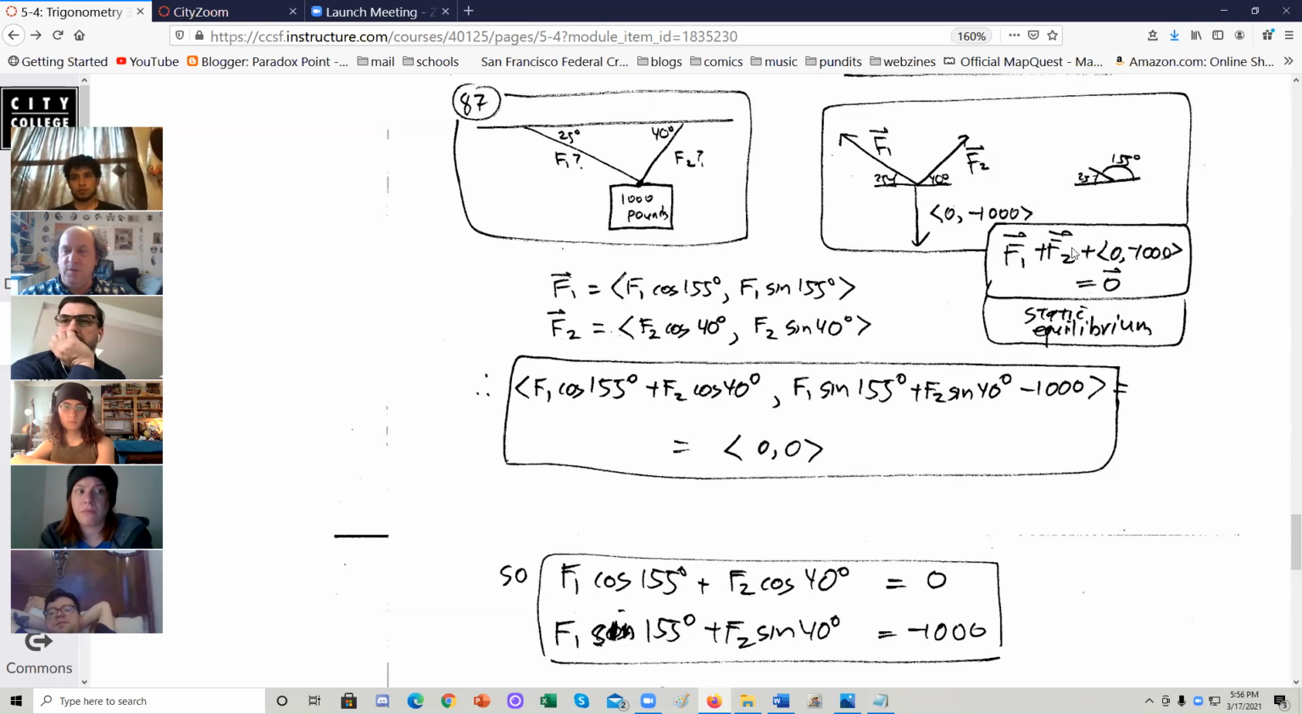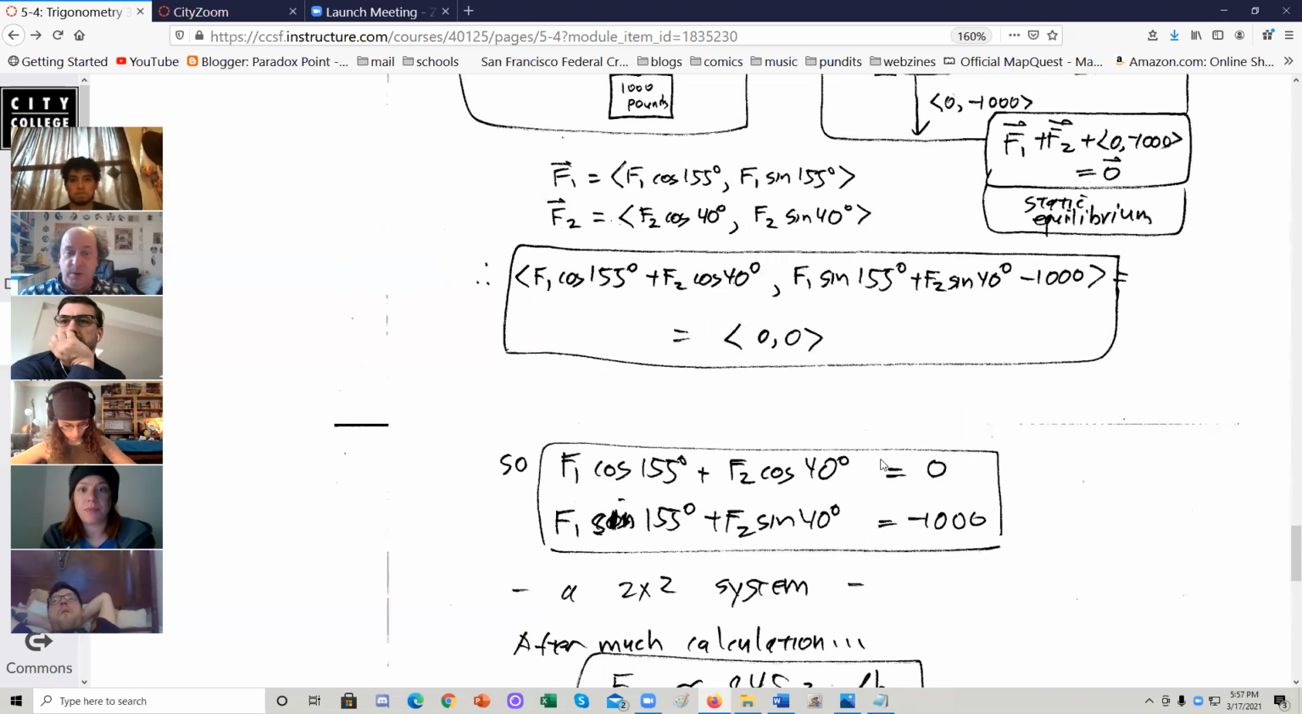This vector plus this vector plus (0, -1,000) equals 0. So this plus this minus 1,000 equals 0: (F1 cos 155 plus F2 cos 40, F1 sine 155 plus F2 sine 40 minus 1,000). This vector is the vector (0, 0). And from this, we'll extract a 2 by 2 system. This x component is 0. This y component is 0.